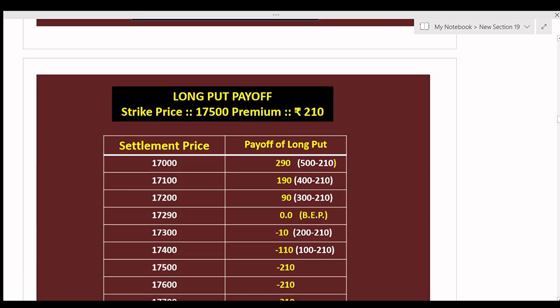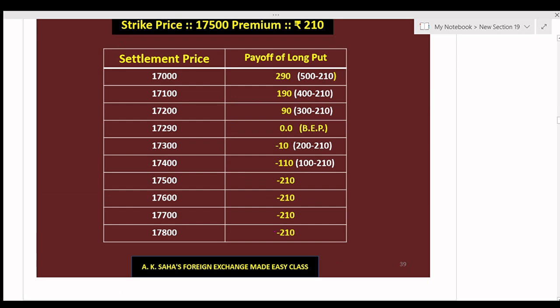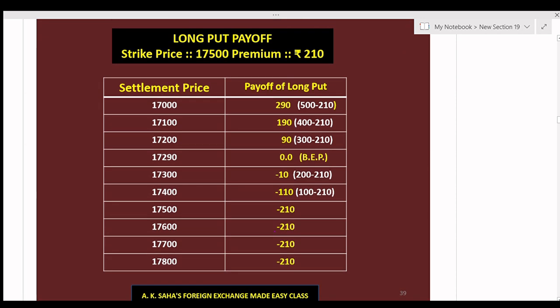The profit is shown in this table. The strike price is 17,500 and premium is 210. If the spot price is 17,000, then the profit will be 500 minus 210. 500 is because 17,000 is less than 17,500 by 500. You will gain rupees 500, and at the same time you will pay the premium 210. Net profit will be 290.